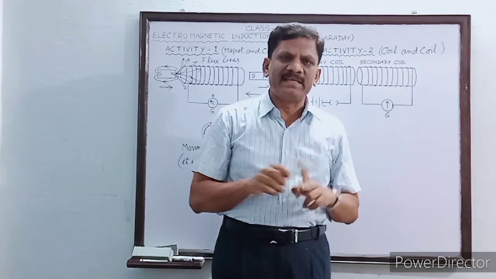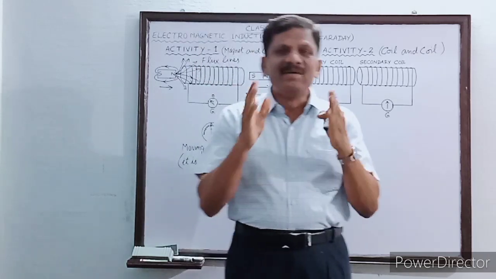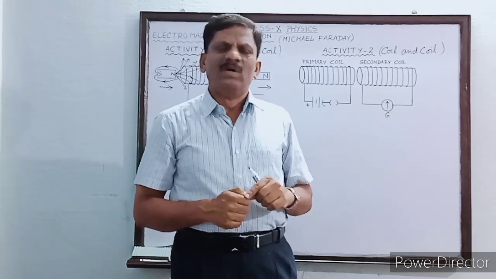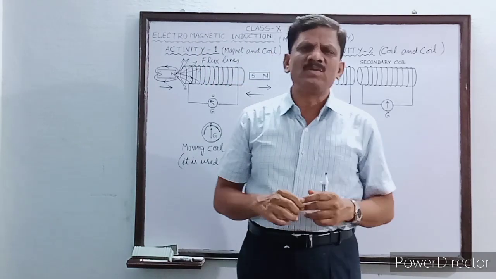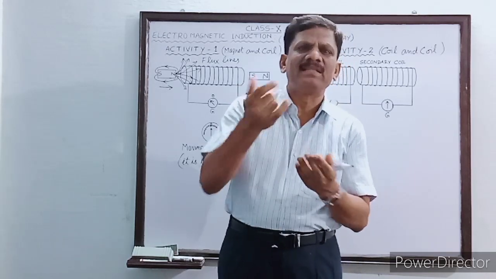So Michael Faraday confirmed that there is a deflection in the galvanometer whenever there is a movement of the magnet. Understand? Whenever the magnet moves, what is actually happening? What is the relationship between the movement of the magnet and the current here?